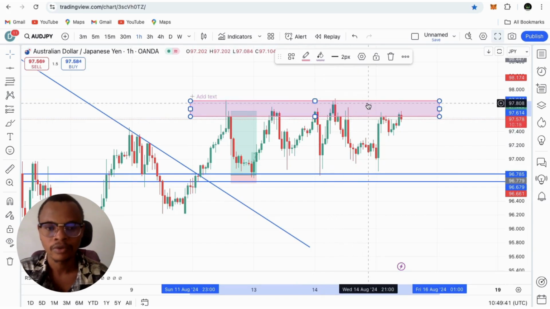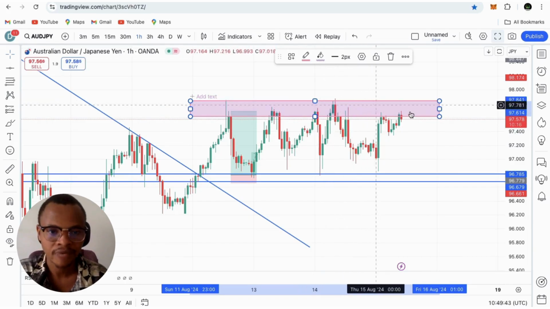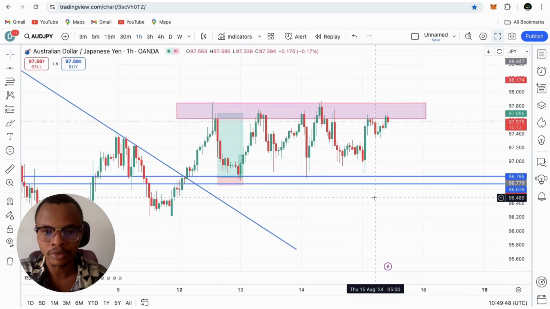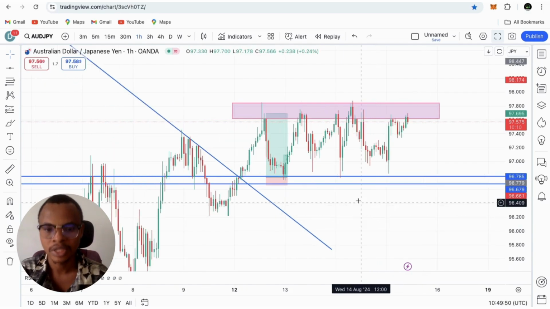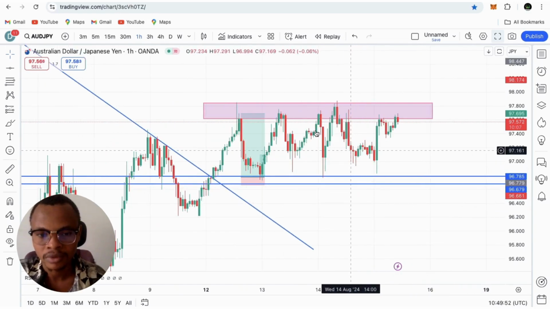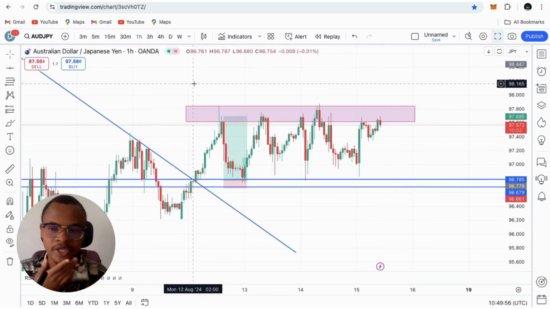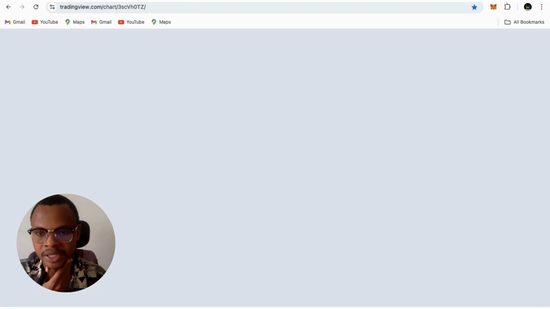So for now, we are staying away until we have a clear direction, which is either a break above here or a break below towards this downside. Okay. Now that is for JPY, which was a successful trade. The next trade we have taken so far is New Zealand CAD.